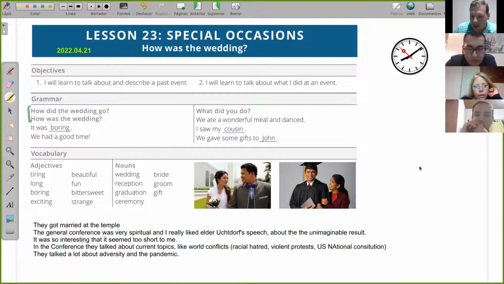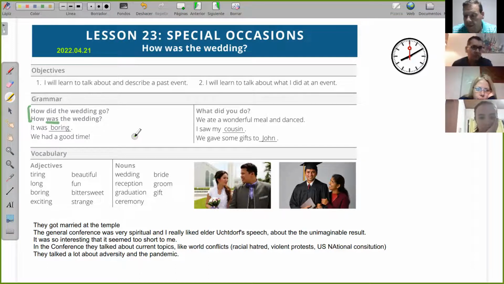How did the wedding go? How was the wedding? So we know that was is the past form of the verb to be. And did go, we can have a similar translation in Spanish for this. How would you say it? How would you translate it to Spanish?